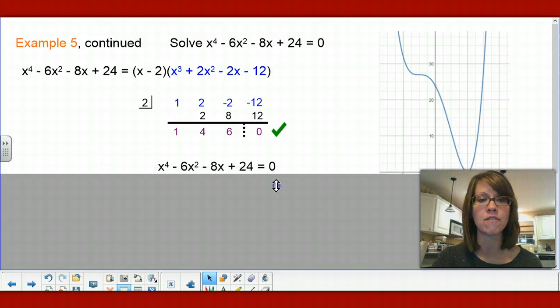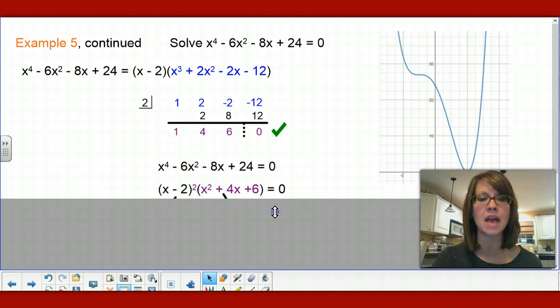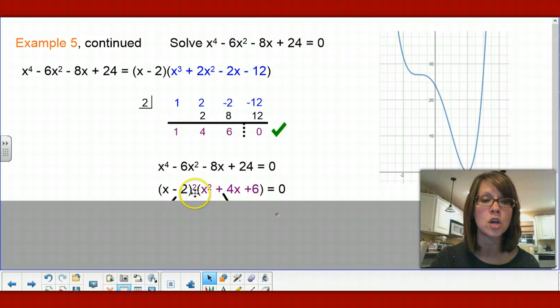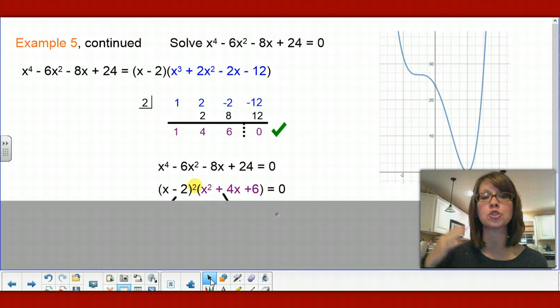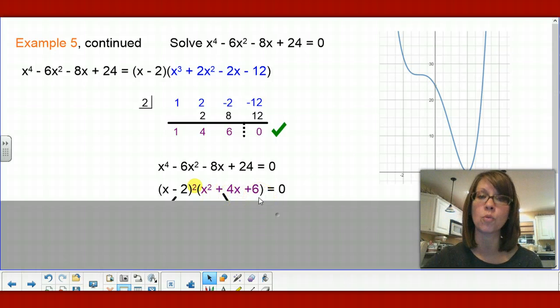Now we have x minus 2 squared, okay? The reason I have that squared is because we actually divided by that factor twice. So that factor shows up twice, and then x squared plus 4x plus 6 is in there one time because that's what we have right here, okay?